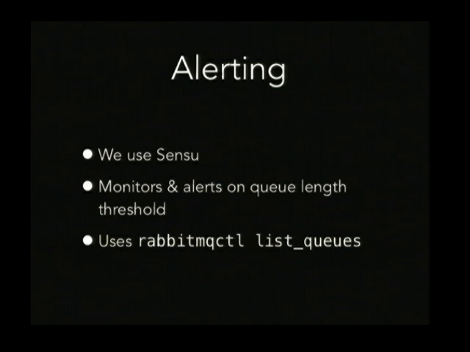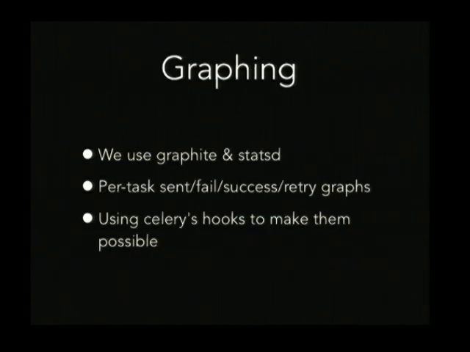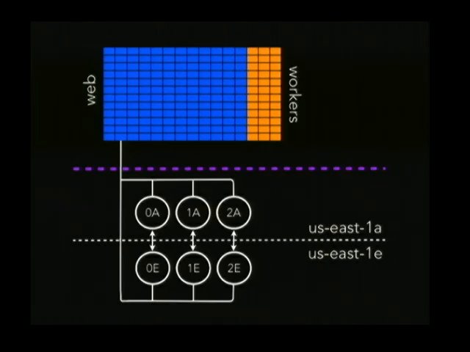Alerting, we use this thing called Sensu, which is unfortunately written in Ruby. We basically just monitor and alert on the queue length. We also have monitors on failure rates and things like that. We use rabbitmqctl list_queues, which is just this command line tool, and we feed that into Sensu, and it picks those up and feeds them into the monitoring system. For graphing, we use Graphite and StatsD. We have used these Celery hooks to feed any of these status messages into Graphite, so we can graph how tasks are working, when they're failing, when they're having to retry, et cetera. Great for monitoring.